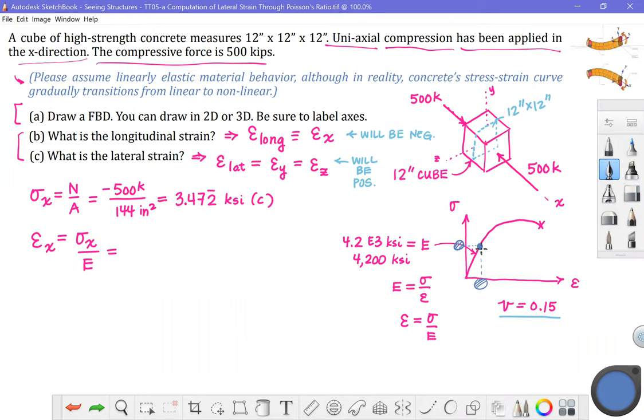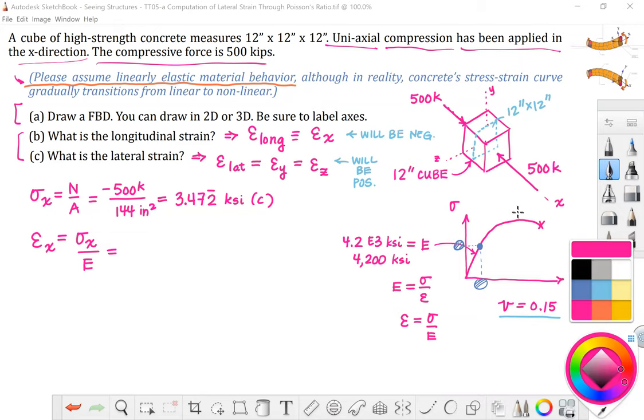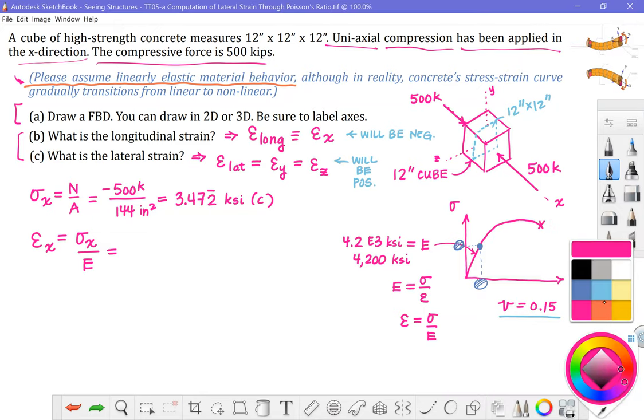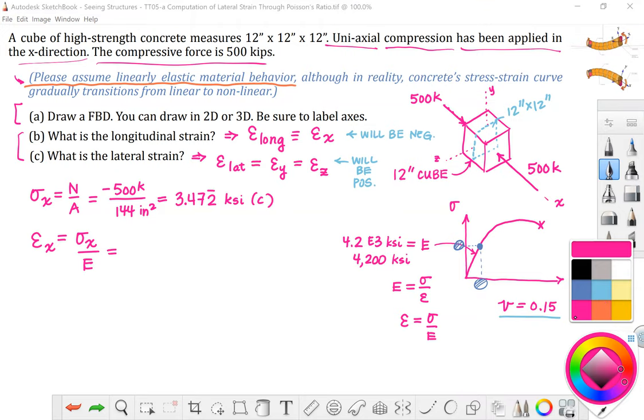How do we know that we're within this clear linear or proportional relationship between stress and strain? How do we know we're not up here? And the answer is this little blue note that's given to you. And it says, please assume linearly elastic material behavior. And that's an assumption you can always make in this particular course, because in this course, our focus is not nonlinear behavior. If you were doing this in real life or in another course, you probably should spot check your stress, compare it to the material limits, and make sure you know what part of the curve you're on.